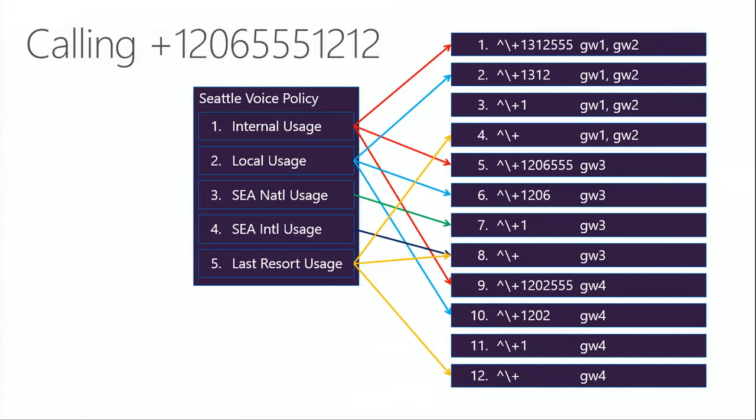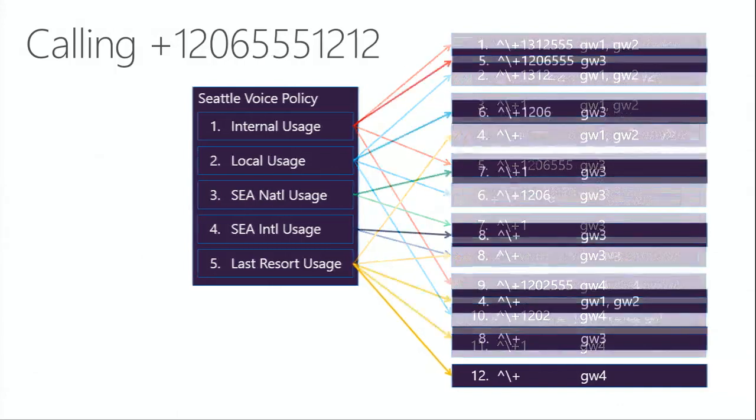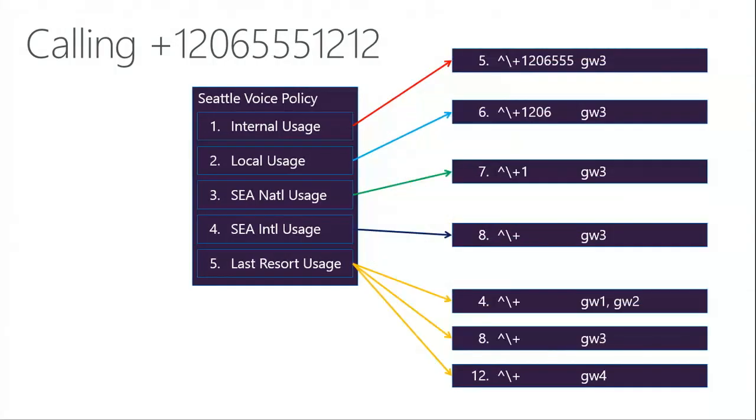206-555-1212. On the right-hand side, there are a number of routes associated with these PSTN usages. So you have the voice policy, then the PSTN usage, then on the right-hand side the routes, and then the routes point to the gateways. Let's first eliminate: if you dial that number, what are the possibilities? Which routes will it pick? These are the only possibilities it's going to take.